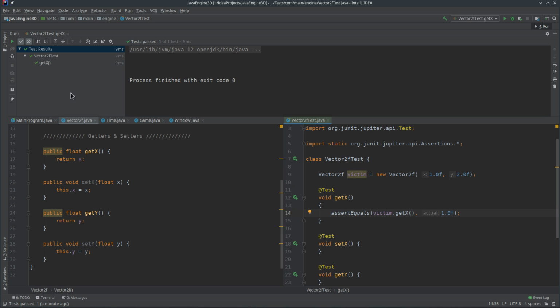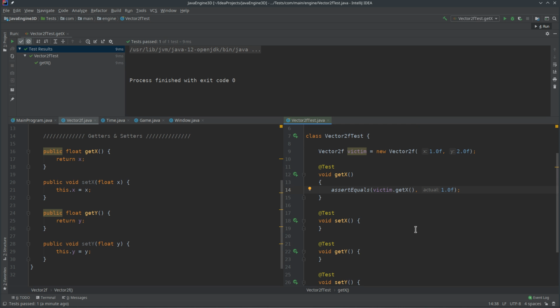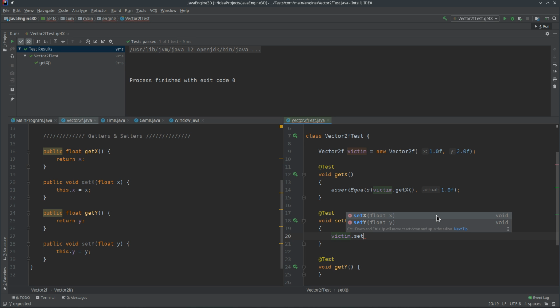Alright, so we've now got our wonderful tests. You can see roughly how they are going to work. And what I am going to do here, each test is separate, by the way. Absolutely separate. So what I am going to do here is get our victim, and I'm going to call dot setX. And I'm going to put a float in there. So I'm going to set it to 99.9f.